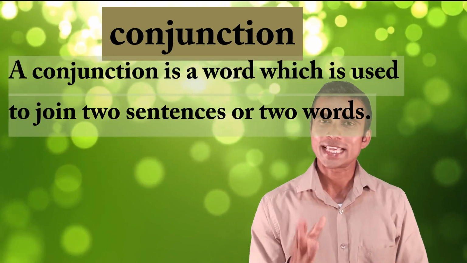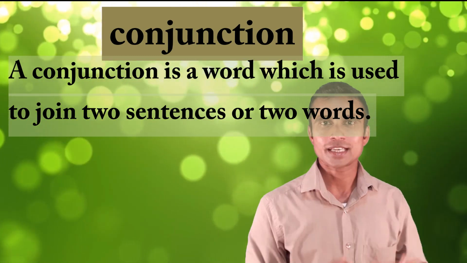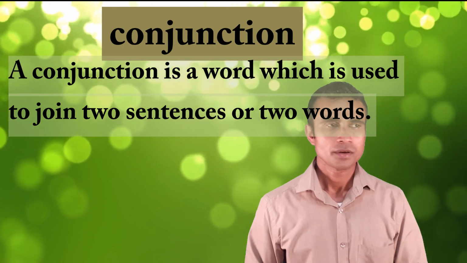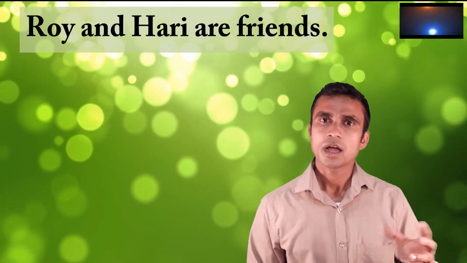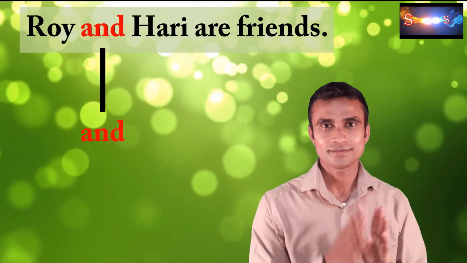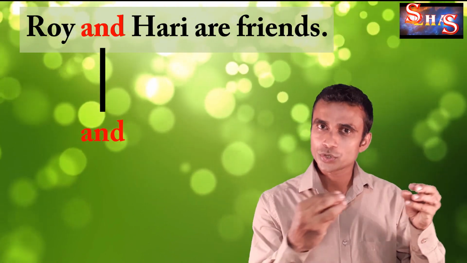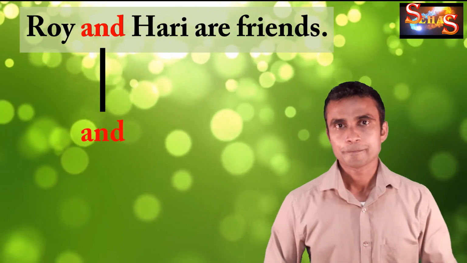A conjunction is a word which is used to join two sentences or two words. Let's take an example. Roy and Harry are friends. Here the conjunction is and because it has been used to join two names, two words, Harry and Roy.